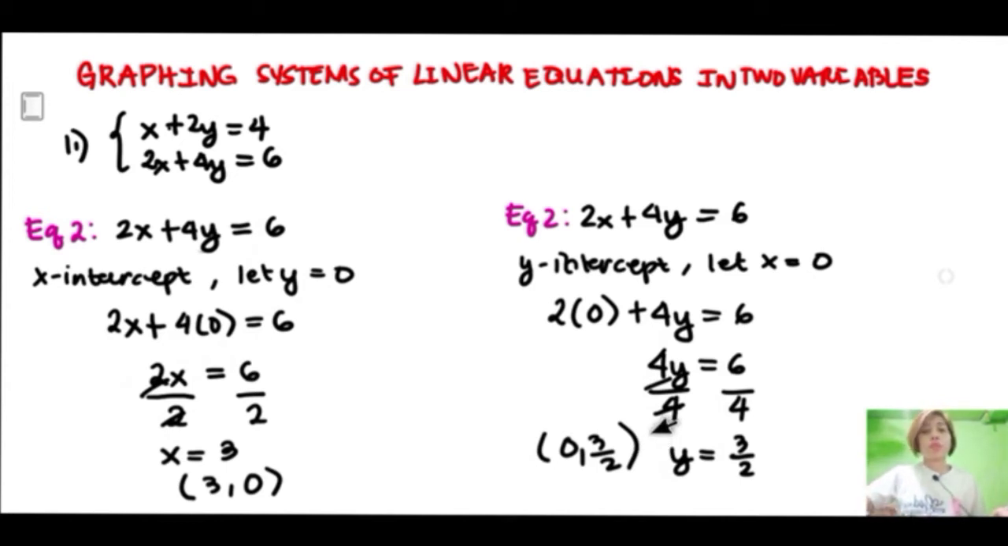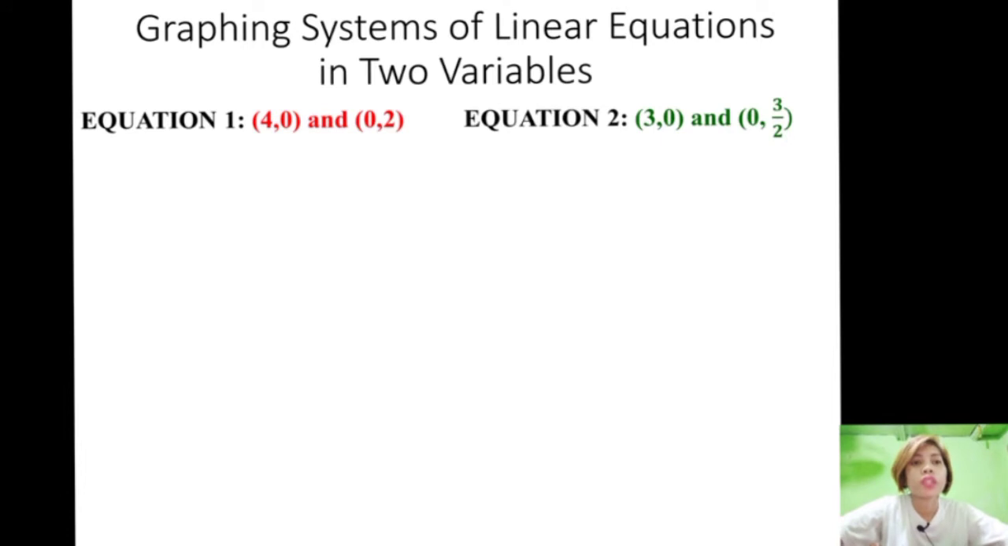So, gamitin na po natin yung nakuha po nating x and y-intercepts for equation 1 and equation 2 para makapag-graph na tayo. For equation 1, the intercepts are 4, 0, and 0, 2. And then, sa equation 2, yung ordered pair naman is 3, 0, and 0, 3 halves.